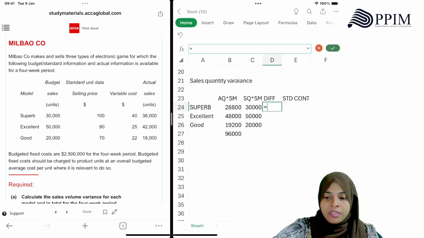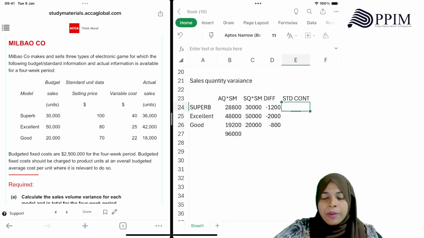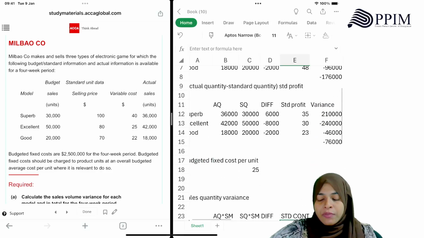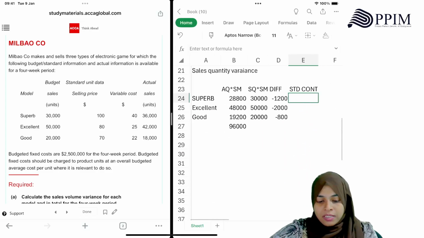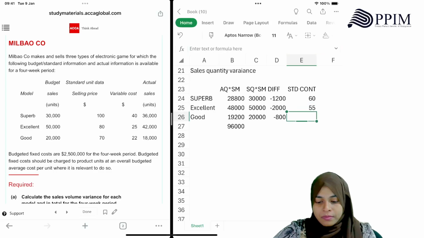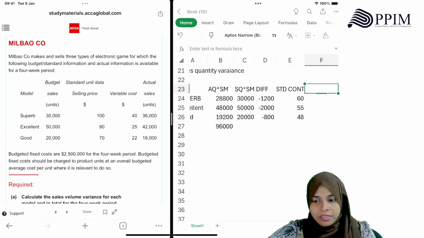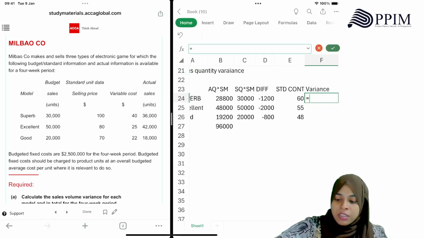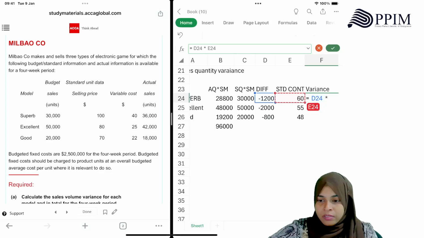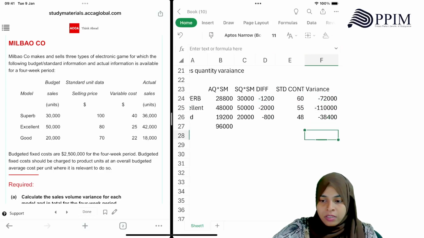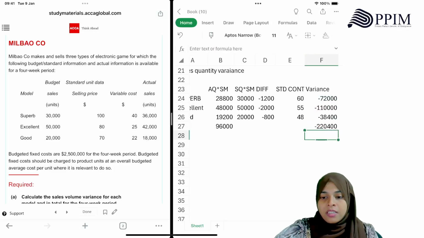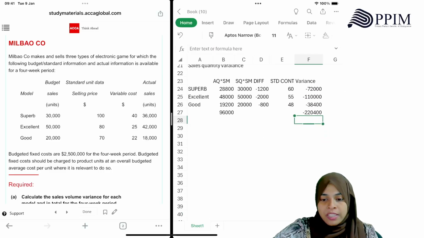Okay, now take the difference. Multiply by the standard contribution. They told you use contribution, right? So contributions were 60, 55, 48. And then you get the variance. They only wanted the total, but we have to take individually as well to get the total, because we are following this format, no? Take the total as well. So that's your sales quantity variance. How do you do the sales mix variance?